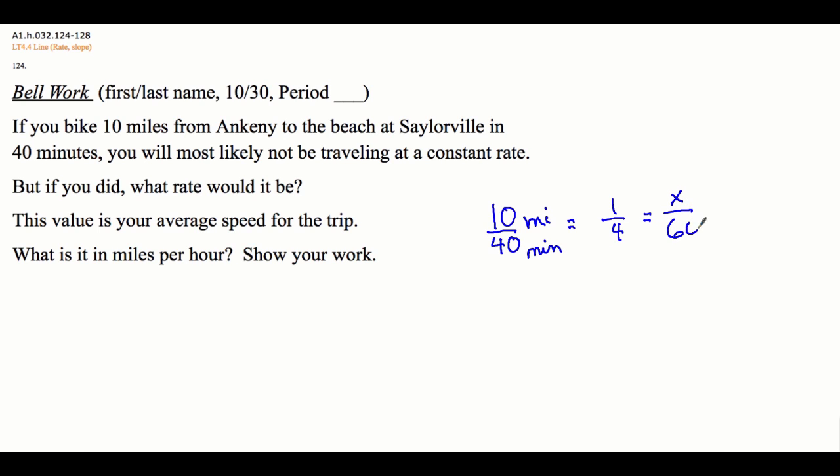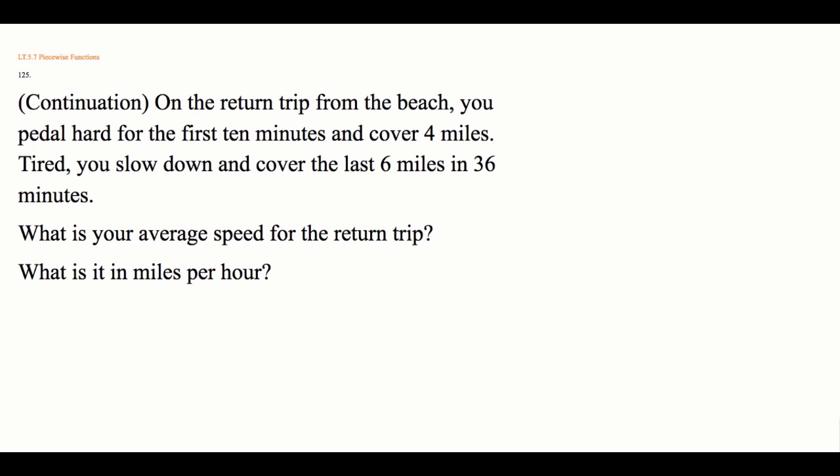But what I'm really looking for is for 60 minutes, or for 1 hour. And so here I don't have to cross multiply because the x is on the top. I need to multiply both sides by 60, in which case, if you do, you get 15 miles per hour.